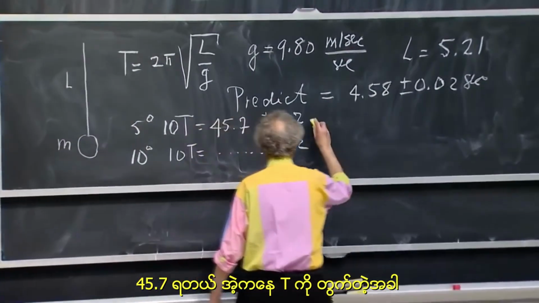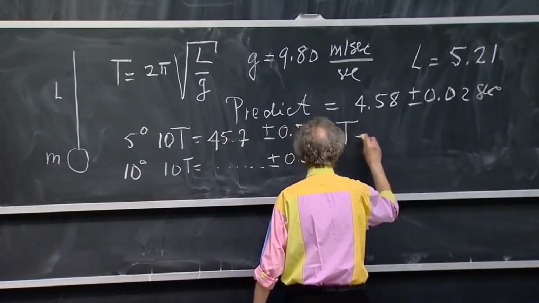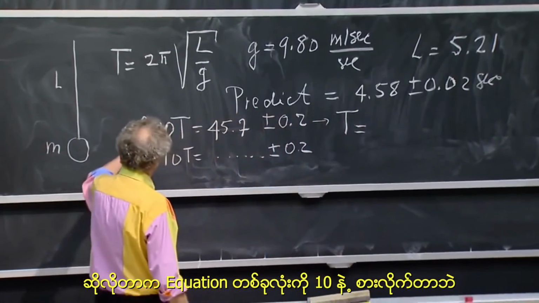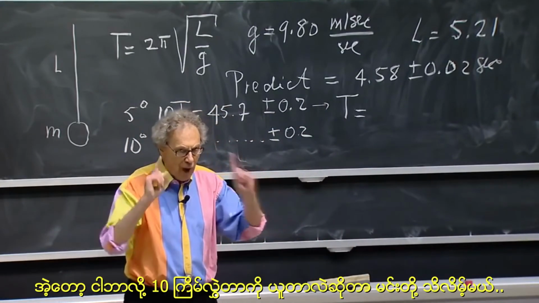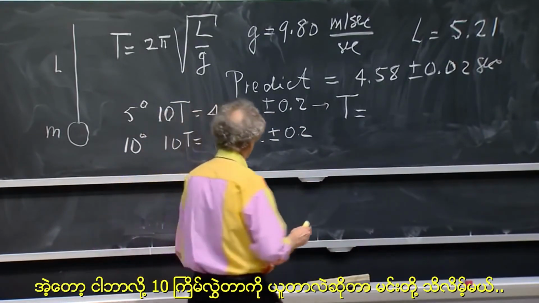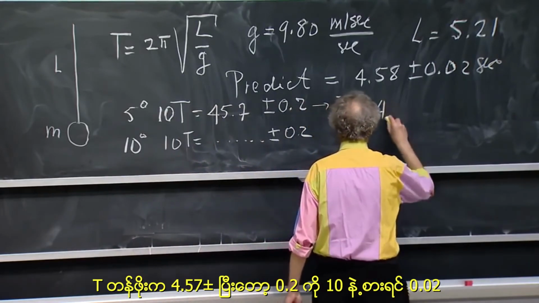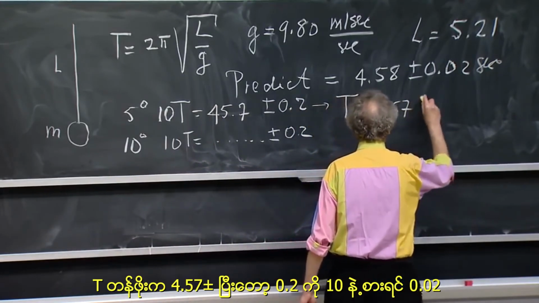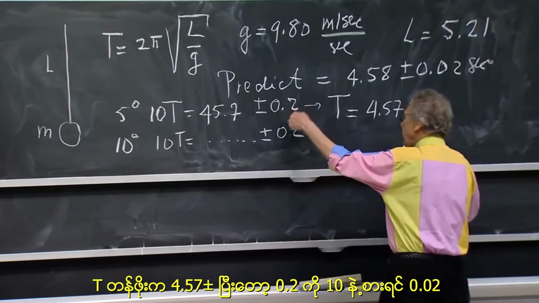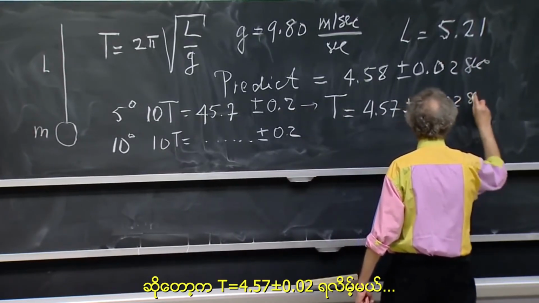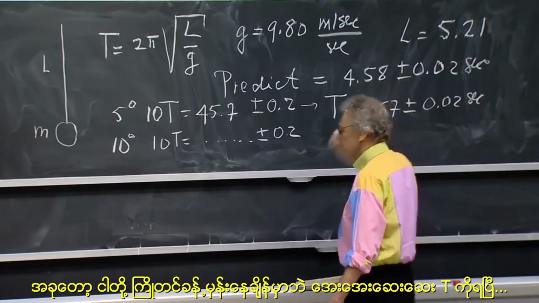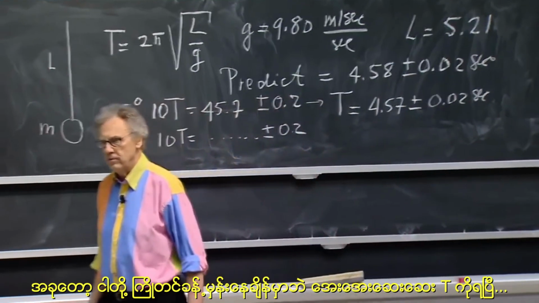45.7. So that becomes that t. That means this whole equation now has to be divided by 10. And now you will see why I measure 10 oscillations. So t is going to be 4.57 plus or minus 0.2 divided by 10. That is plus or minus 0.02 seconds. And you see, comfortably within the prediction.